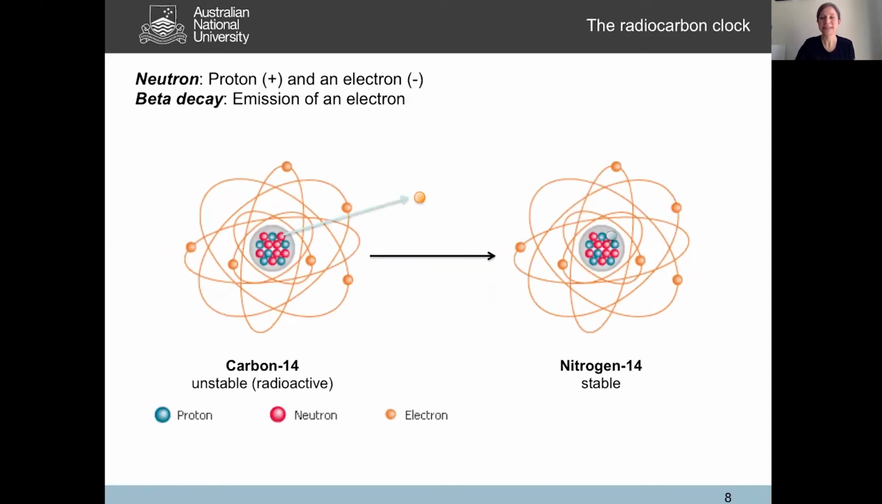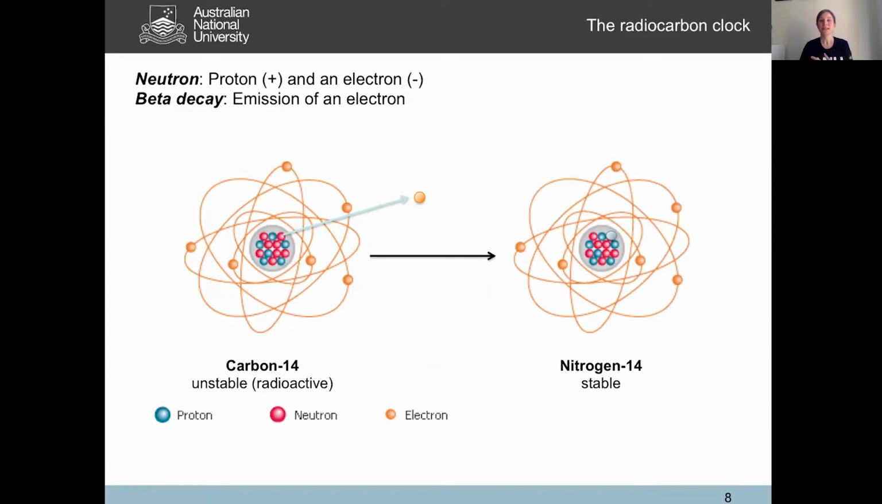And as I said, carbon-14 is radioactive, so it decays radioactively. Radiocarbon decays by a process called beta decay, and this is an emission of an electron from the nucleus. Okay, and carbon-14 decays to nitrogen-14, which is the most abundant and stable isotope of nitrogen.